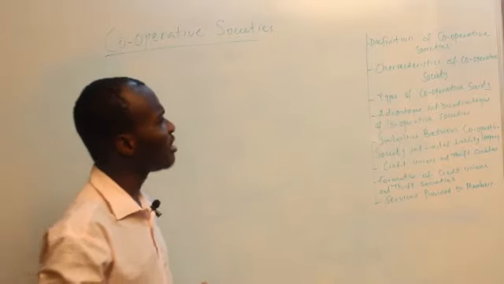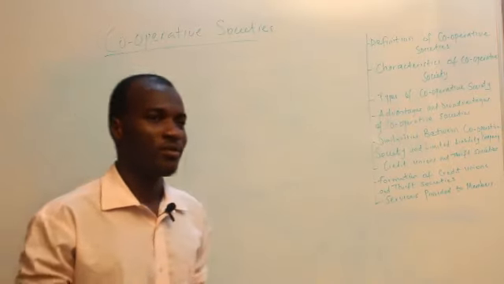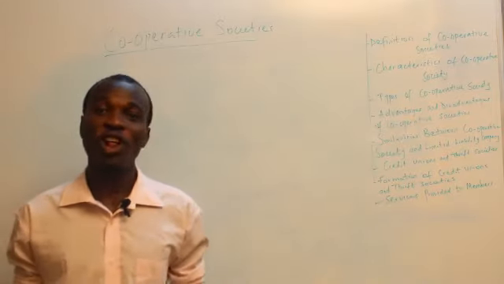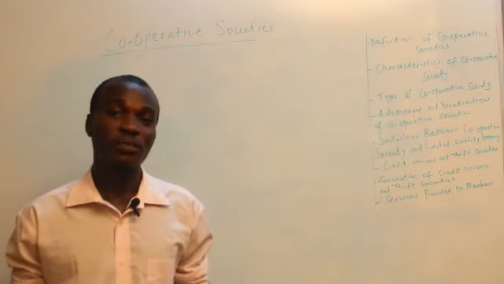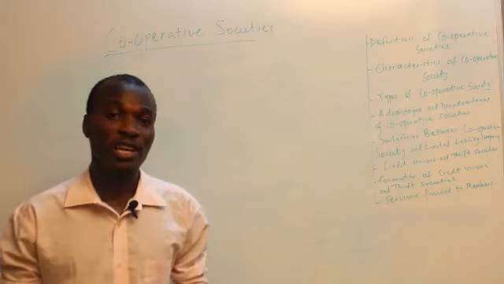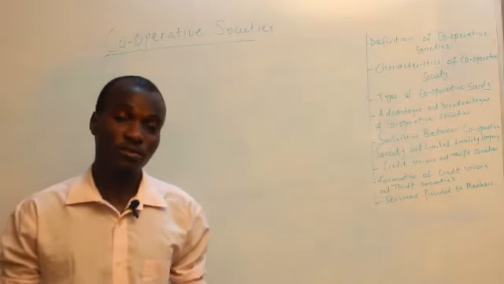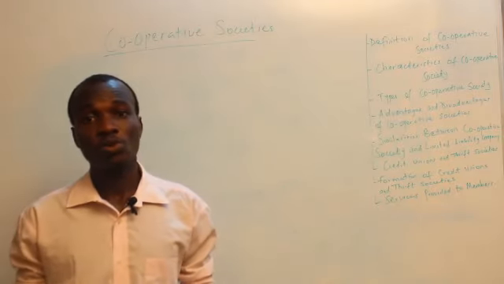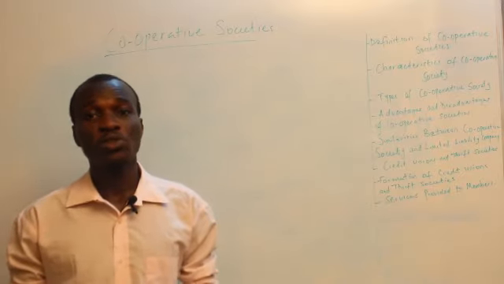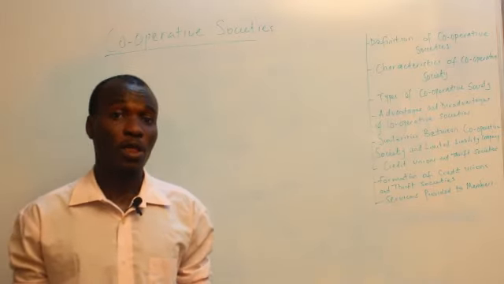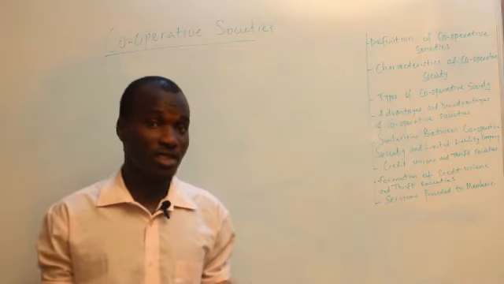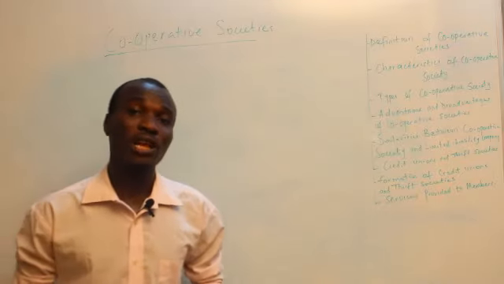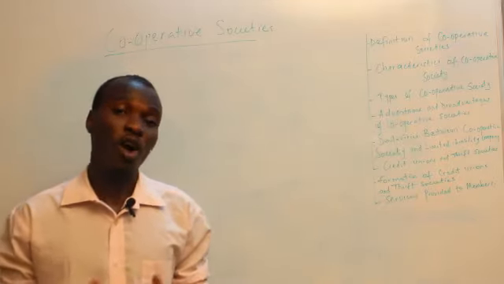Now, the first thing we have is the definition of the cooperative society. We must have heard of the word cooperative society, and it has a lot of purposes for its establishment. A cooperative society is a voluntary organization formed by a group of individuals, businessmen or traders who agree to put their resources together in order to satisfy the welfare of its members and also to promote the economic activities in the country. That is the major purpose of the cooperative society. It is usually formed to satisfy the interests or welfare of its members.